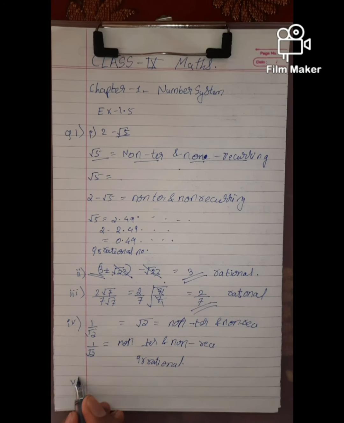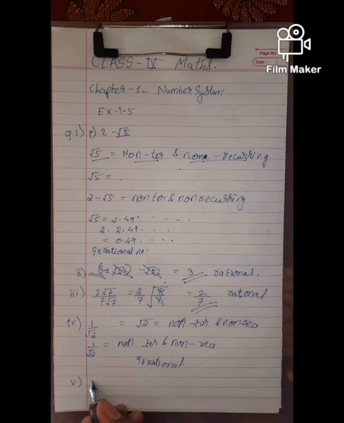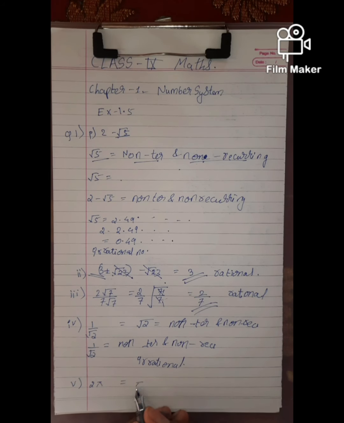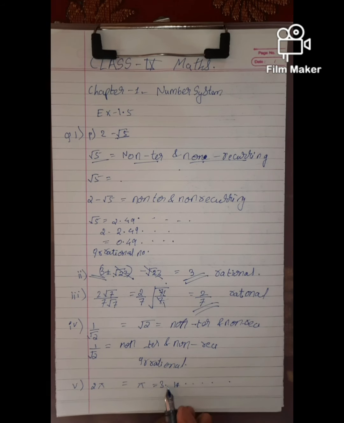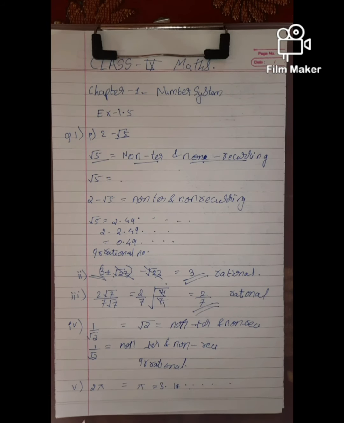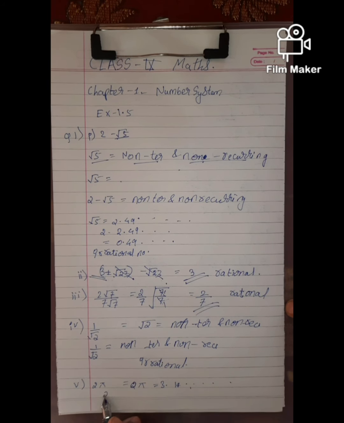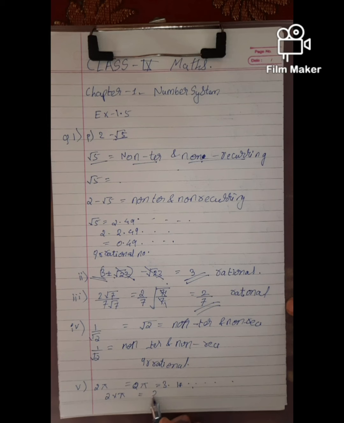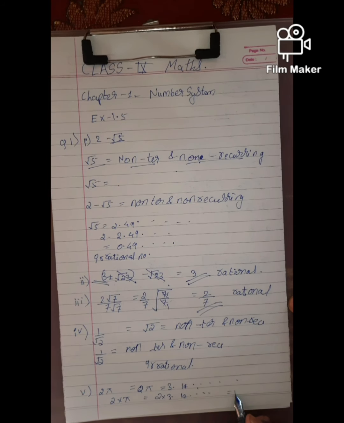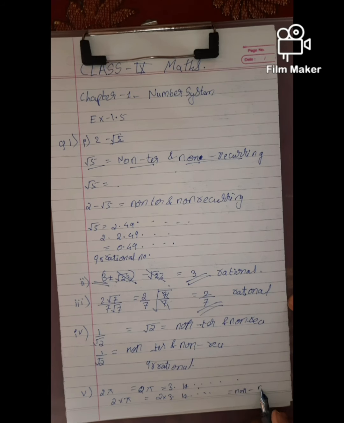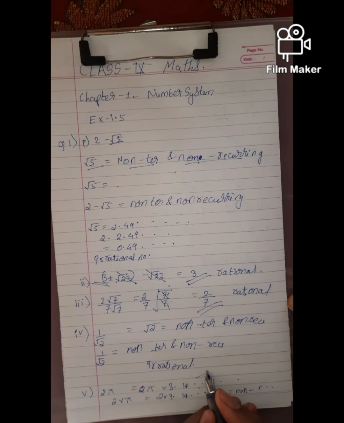Now let's go to the fifth part, and the fifth part is 2 pi. As you all know, the value of pi is 3.14 and so on. This is non-terminating and non-recurring. So therefore the value of 2 pi will be 2 times pi, which is 2 into 3.14 dot. And this is also non-terminating and non-recurring. So therefore this is also an irrational number.